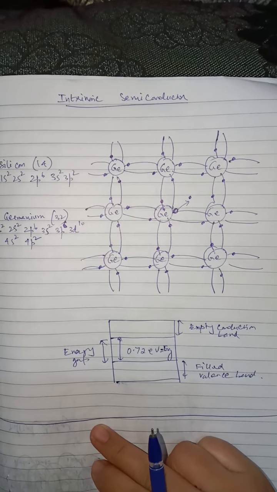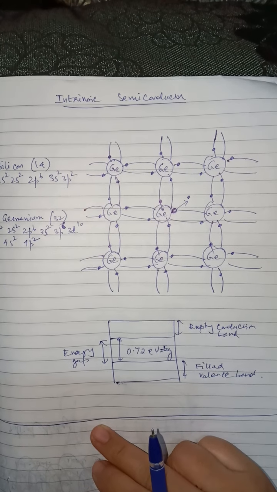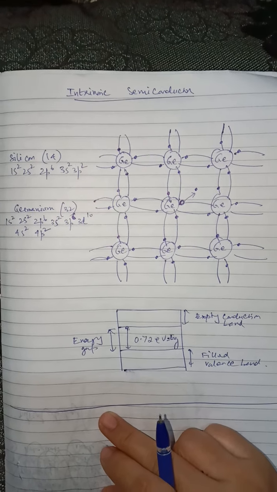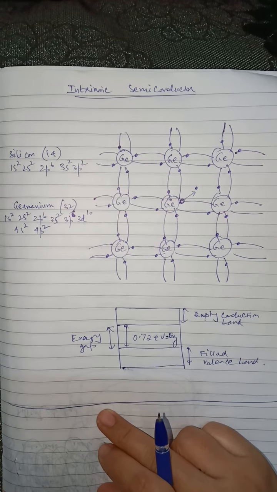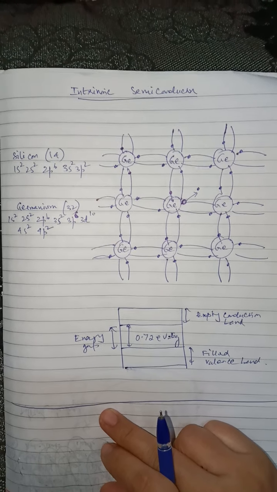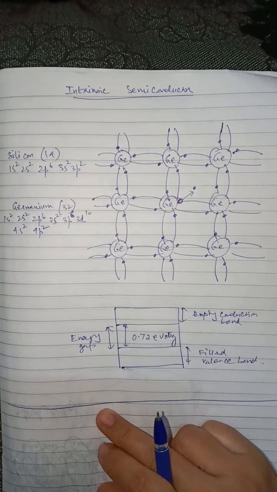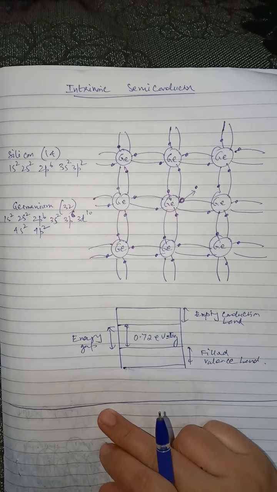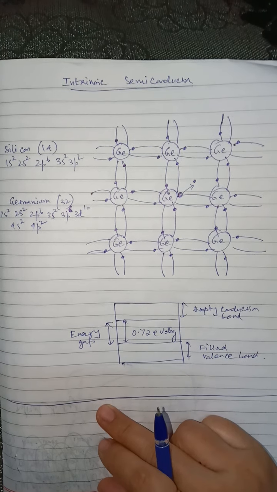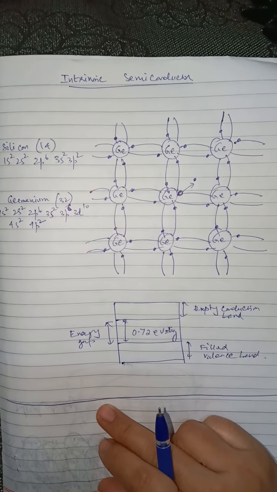So if you remember, an intrinsic semiconductor is a pure semiconductor, and usually these are made of materials like silicon and germanium. So basically an intrinsic semiconductor will have a lattice made of silicon atoms only or germanium atoms.